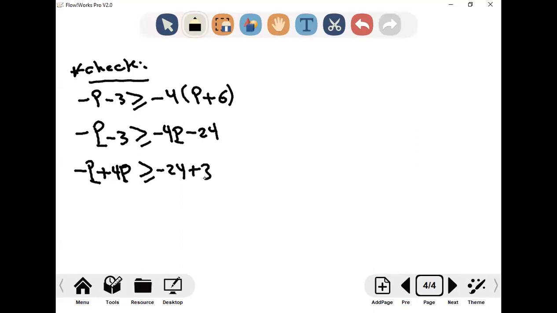Right. Now let's simplify. Negative 1p, is that right? Plus 4p. Negative 1p plus 4p. 3p positive, right? Subtract, put the bigger sign. More than or equal. Negative 24 plus 3, negative 21. Now what will I do? I will divide both sides by what? By 3. So p, did I divide by negative? Still the same. Negative 21 divided by positive 3, negative 7.